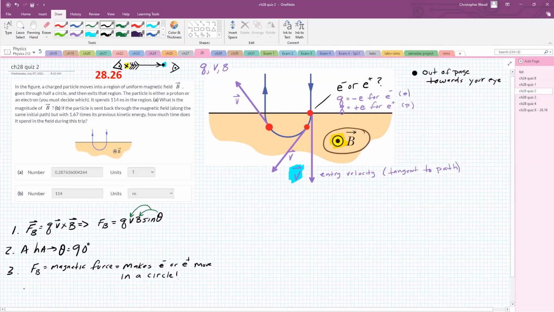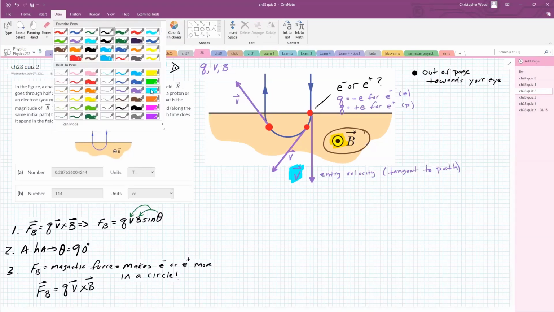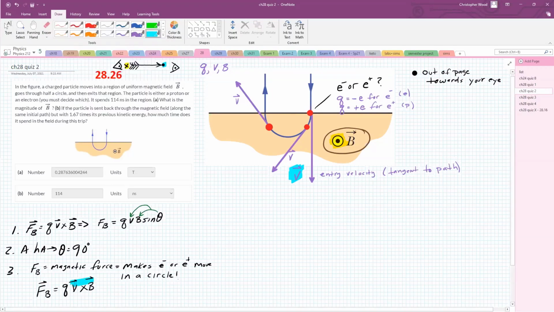And why is that? Because of this relationship, because F equals QV cross B. It's this cross product right here. This cross product says, hey, no matter what's going on with V and B, F is always perpendicular to the plane formed by V and B. So, okay. What does that mean?